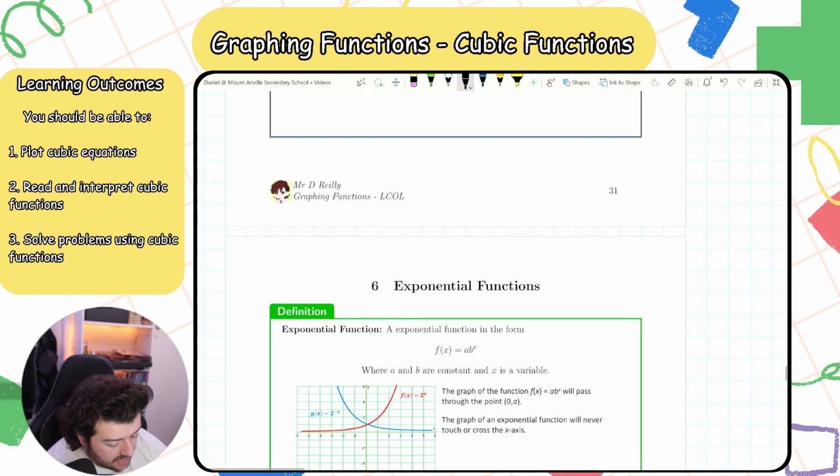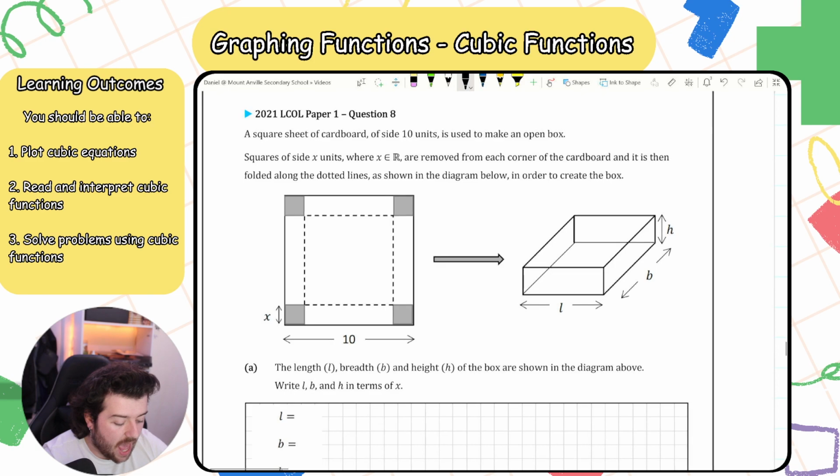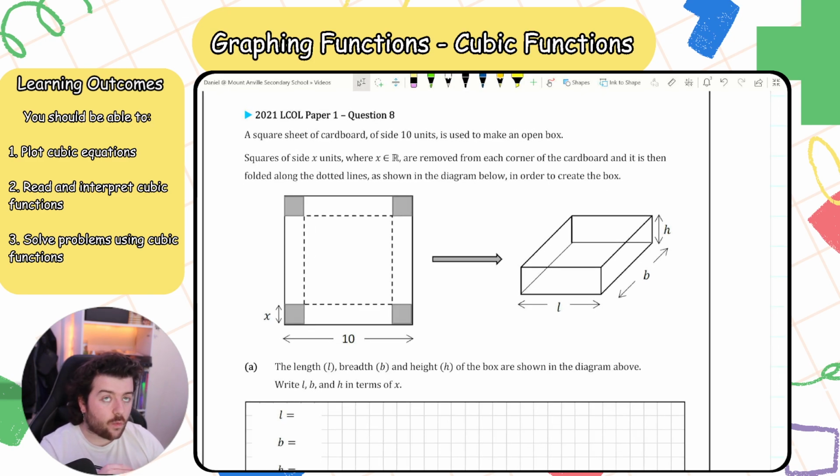So let's look at one last question here. This one now is a real life problem with cubics when we are dealing with volume. They love to ask cubic functions along with volume. So let's have a look at this question. This is from the 2021 Leaving Cert Ordinary Level paper.